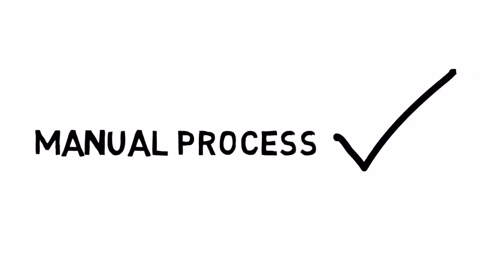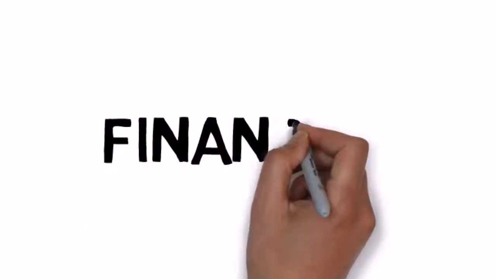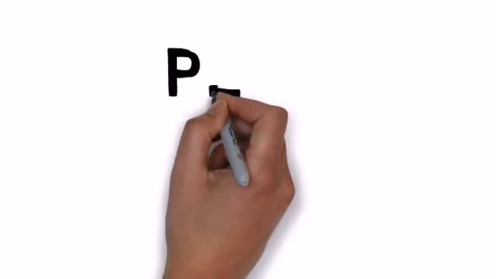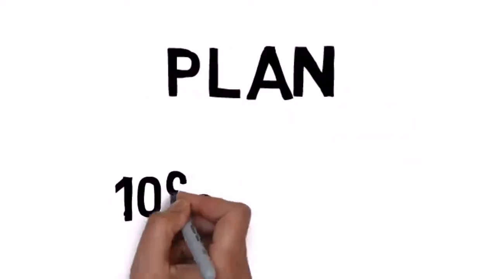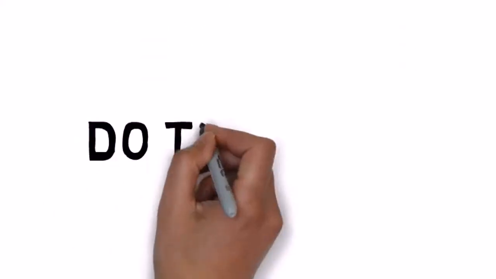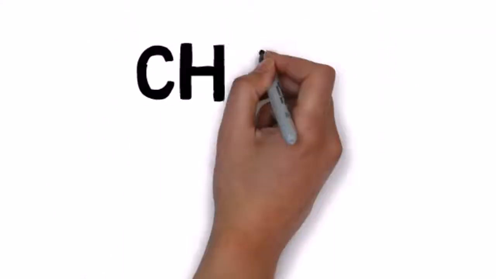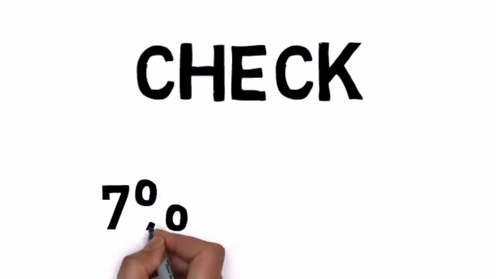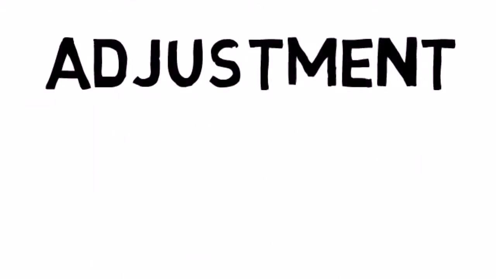So as you can see, PDCA is great for something like manual labor, but what about something else in a business like finances? Well, let's say our plan for finances is that we plan to make 10% profit. So we do the work, we check our work, and when we check our work, we find that we actually are only making 7% profit. So now we know that our adjustment needs to be that we need to make 3% more profit. Well, how do we do this, you might ask?